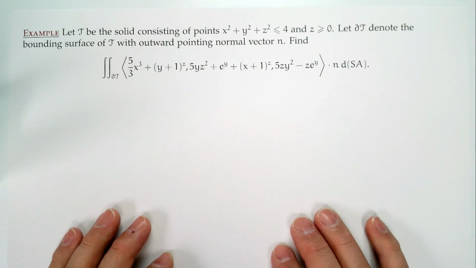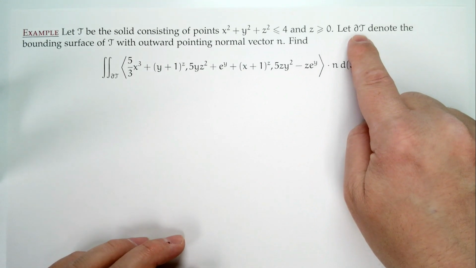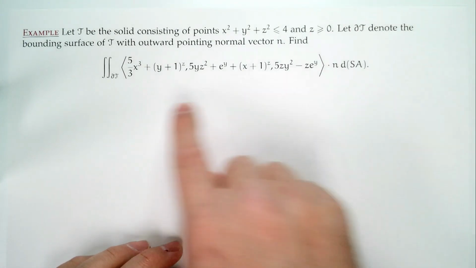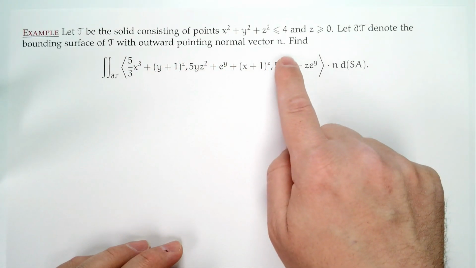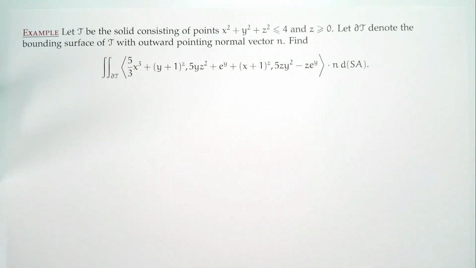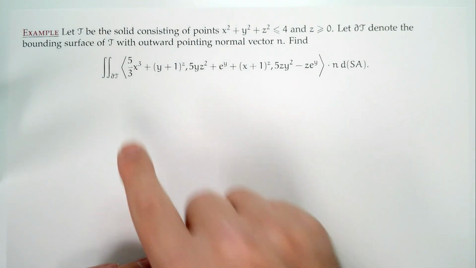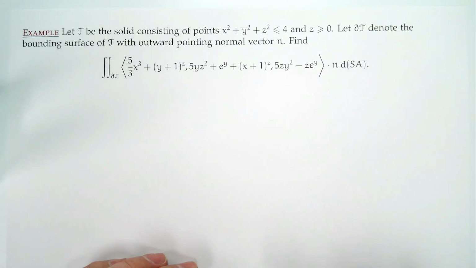So let T be the solid consisting of points x squared plus y squared plus z squared less than or equal to 4 and z greater than or equal to 0. Let boundary of T, so remember that this partial symbol indicates boundary, be the bounding surface of T with outward pointing normal vector n. It occurs to me that you might not think that's a T. That looks a lot like a J as well. That's just a fancy curly T. And what's the problem? Well, find the integral on the boundary of T of this expression dot n dS.